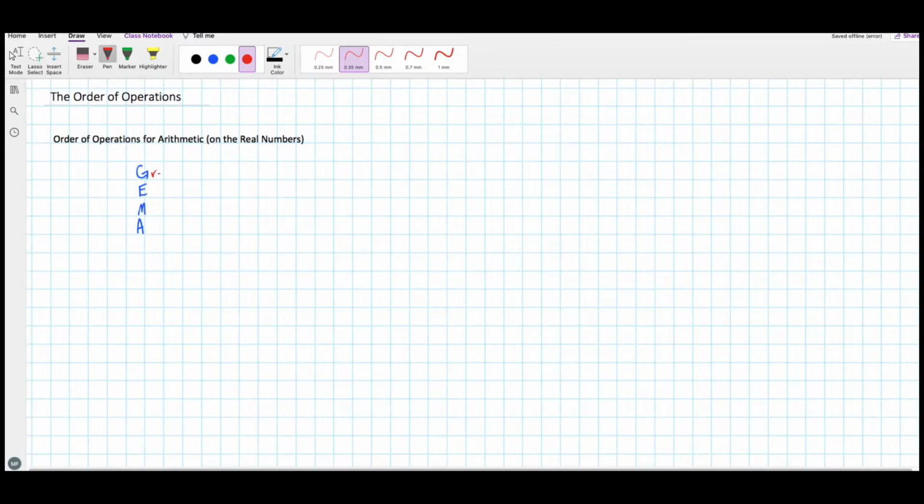G stands for grouping symbols. E stands for exponents. Okay, M stands for multiplication. And then I'm just going to put in parentheses here, and division. And I'll explain that in a moment. And A stands for addition. And again, in parentheses, I'll have and subtraction.